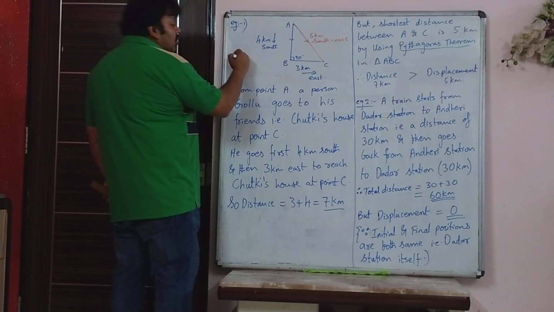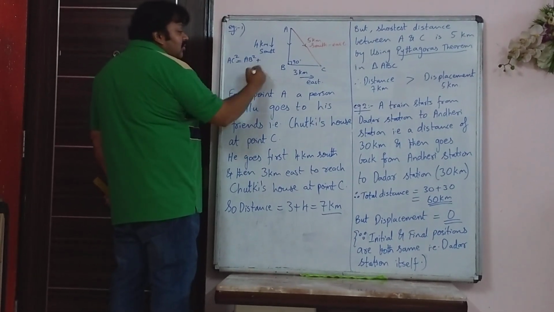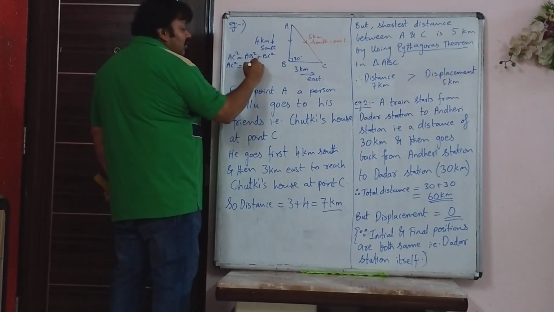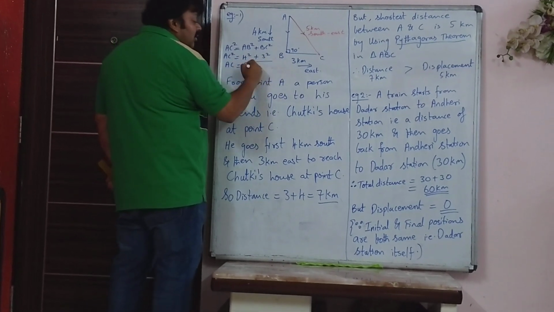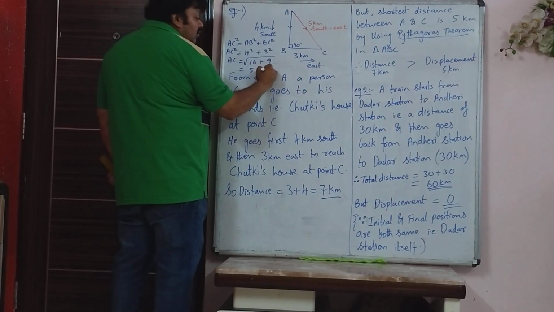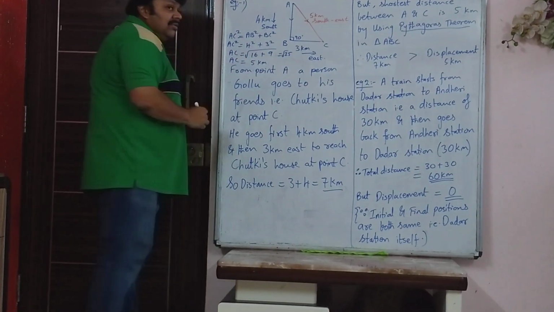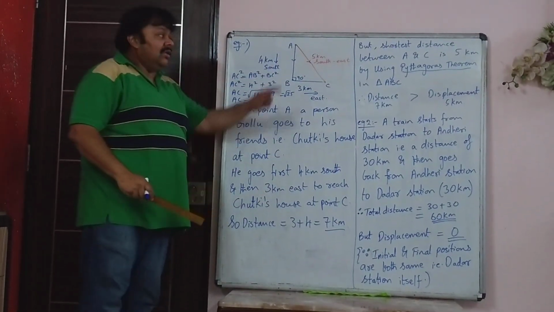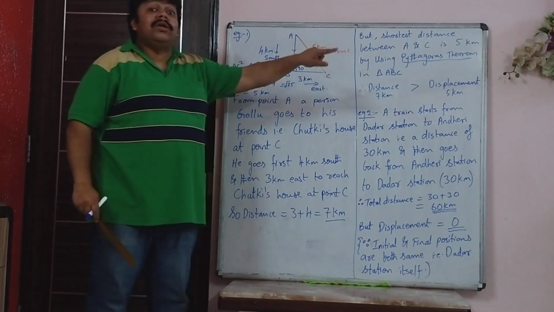If you don't know that, you can just see this. AC squared is AB squared plus BC squared. So AC squared is 4 squared plus 3 squared. So AC will be under root of 16 plus 9, so under root of 25, that is 5 kilometers. That will be AC. And that AC is the shortest distance between the initial and final position. So 5 kilometers is the displacement.